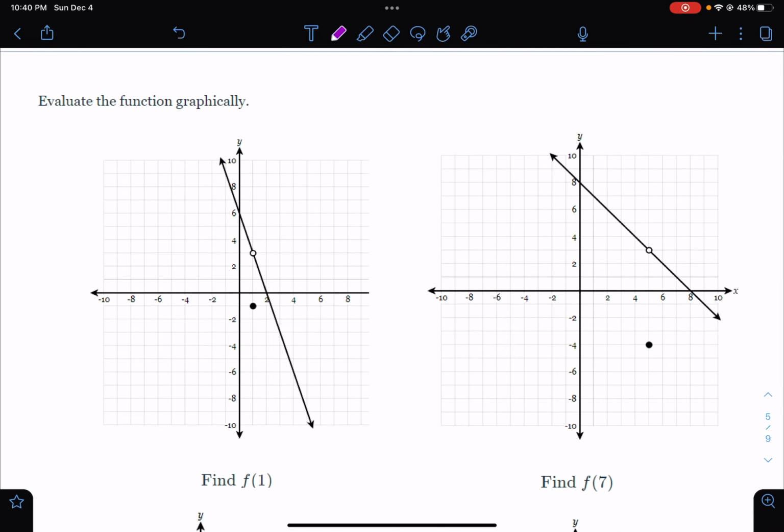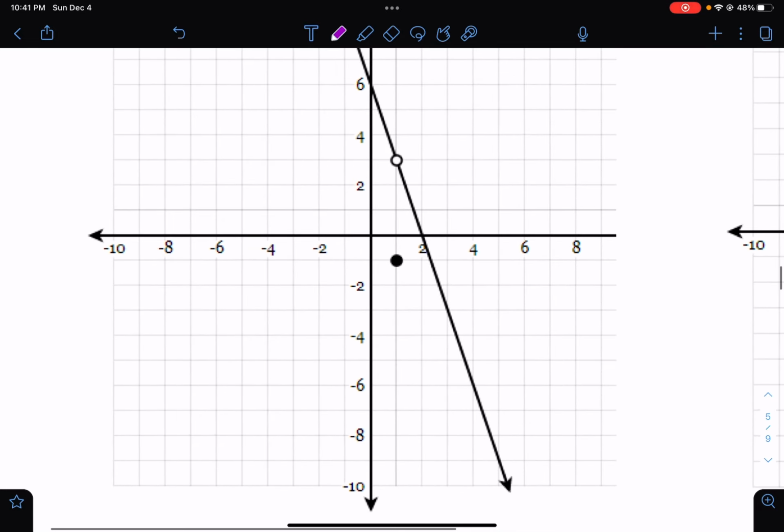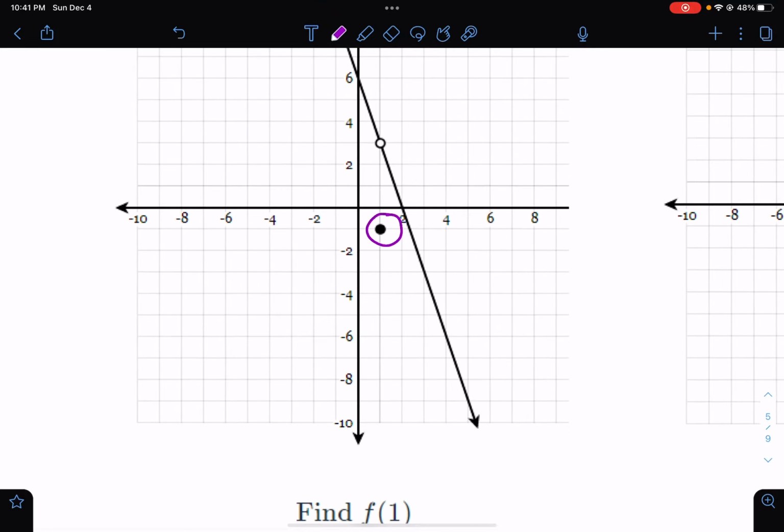We're going to evaluate it graphically, okay? The thing you need to take away here is that this is called a hole, or a jump discontinuity. And what happens here is this filled in hole trumps the open hole, okay? You'll see what that means.